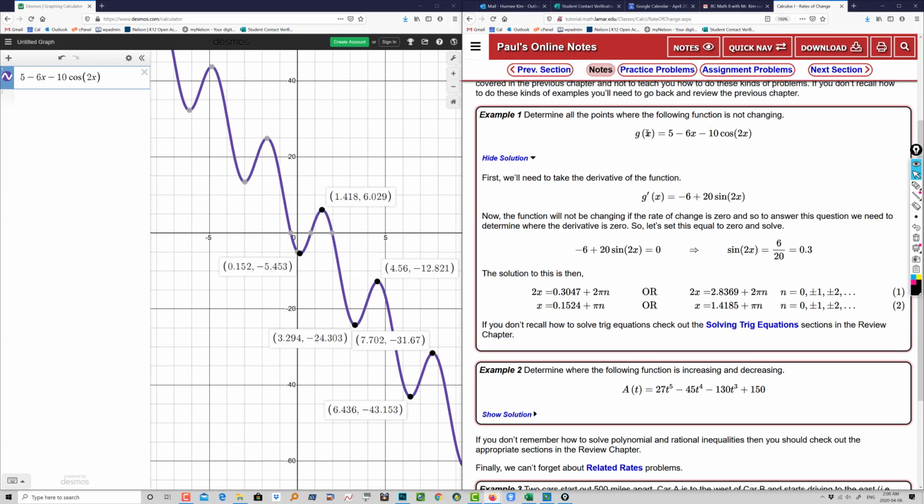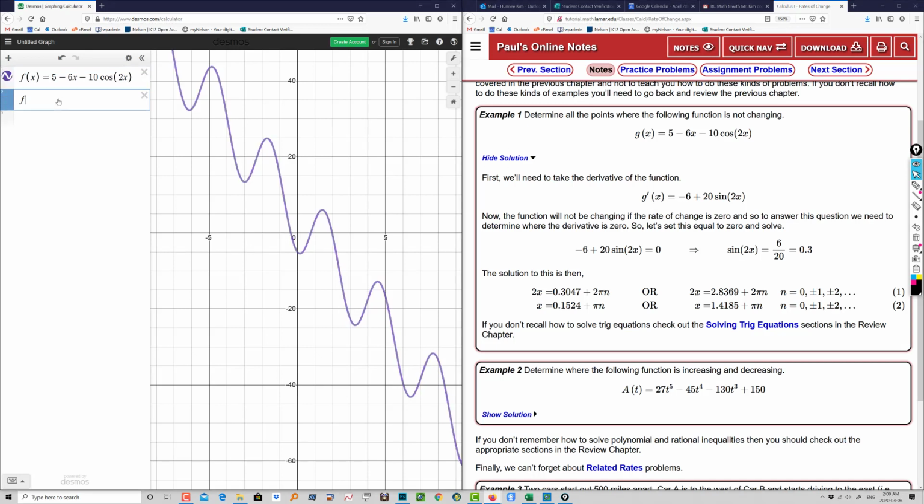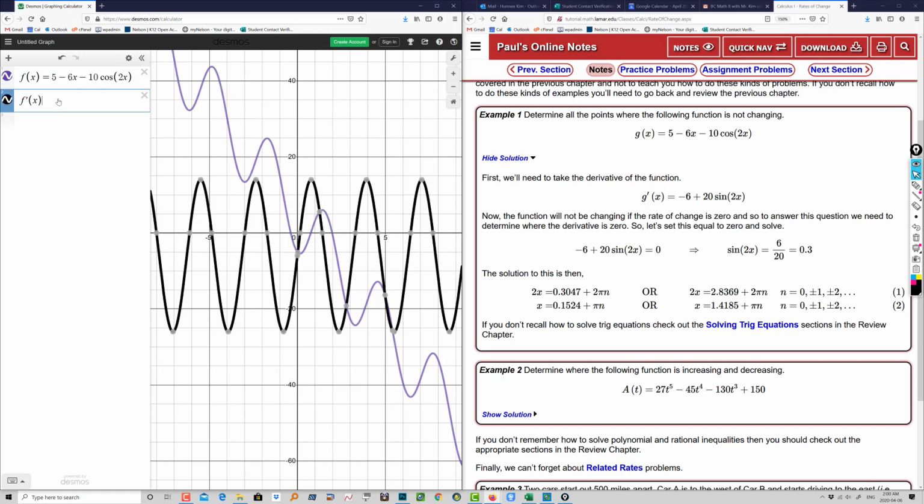So literally, we're talking about g of x, but on Desmos we just type in y equals, or f of x equals, same thing. We're talking about the same function here. And if we focus on the derivative being 0, that is the key. So I'm going to use Desmos' shortcut here. I'm just going to type in f prime of x. And without actually calculating the derivative, you can see the derivative here is negative 6 plus 20 sine 2x. We can very quickly know what the answer looks like.